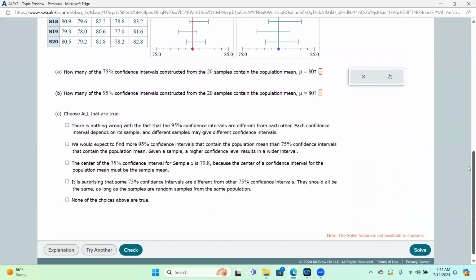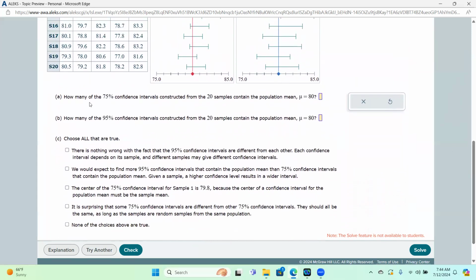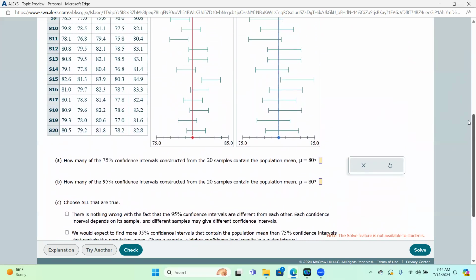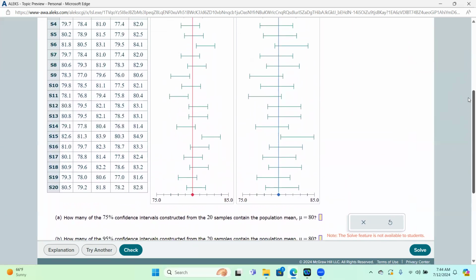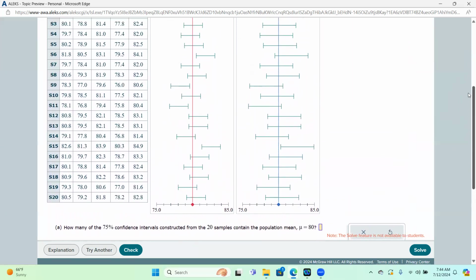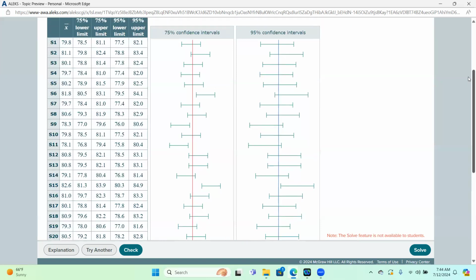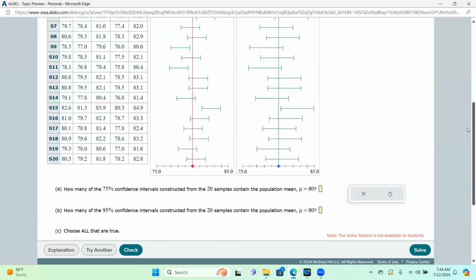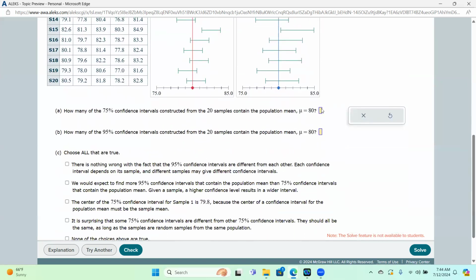Okay, so now it says how many of the 75% confidence intervals contain the population mean. So we said that there were 4 that did not, and so that means there are 16 that do. So we're going to type 16. And then it says how many of the 95% confidence intervals constructed from the 20 samples contain the population mean. And we said all but 1, so that would be 19.